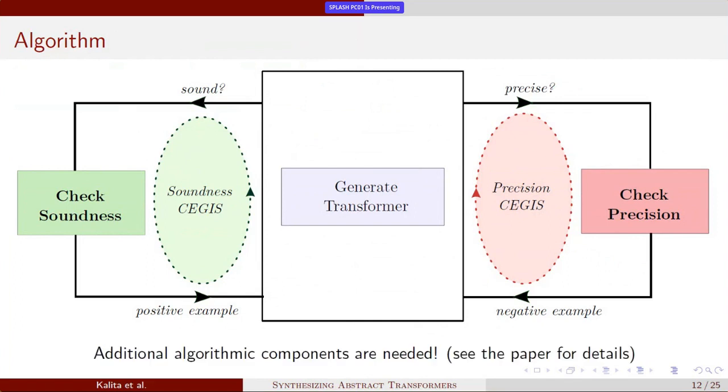But it's not the complete story. Some additional algorithmic components are needed to work around this, and I encourage you to read our paper on that.